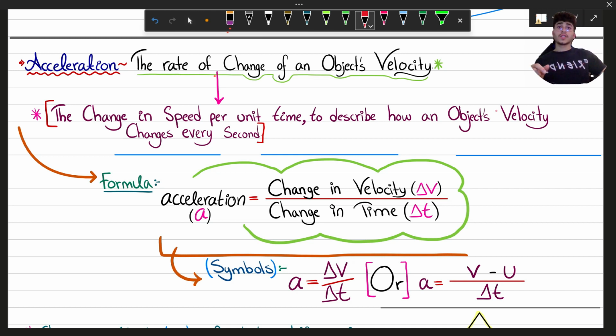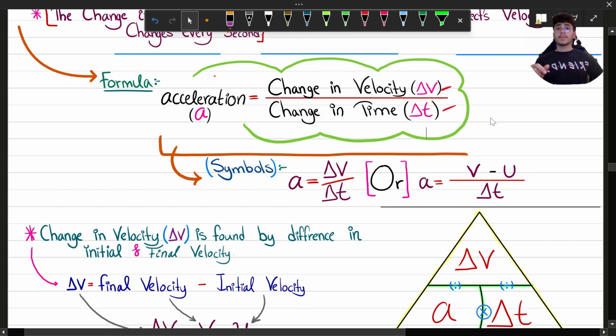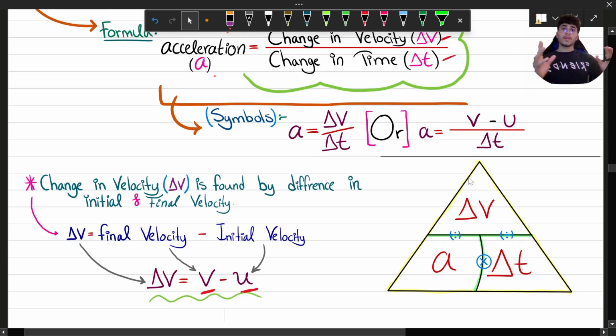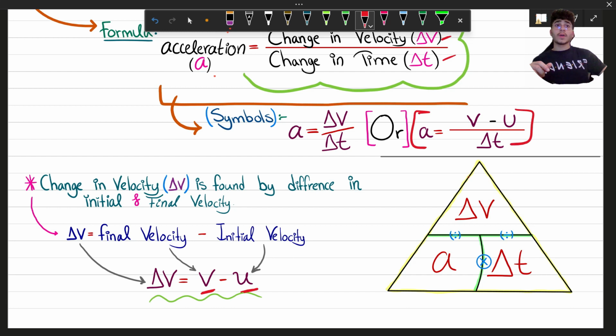Acceleration by formula is change in velocity over change in time, delta v over delta t. By symbols, a is equal to delta v over delta t, where delta v is also defined as final velocity minus initial velocity. Final velocity is v, initial velocity is u. So the final formula of acceleration, which we're going to be using, is acceleration is equal to v minus u over delta t. Acceleration is equal to final velocity minus initial velocity over change in time. The triangle formula is a, delta v, delta t.